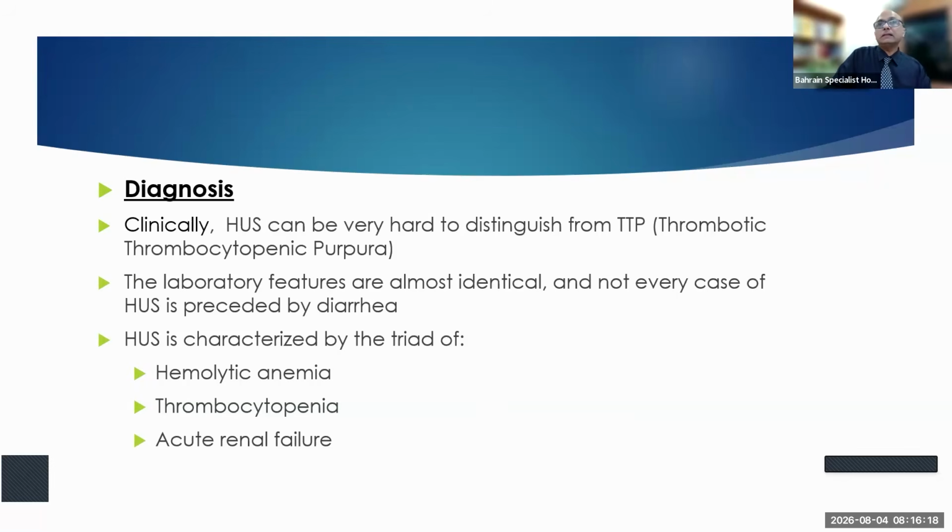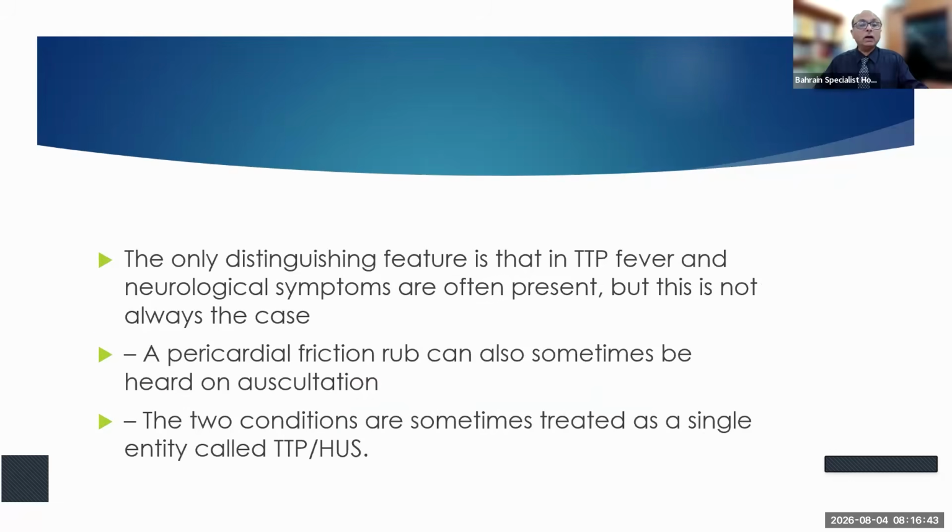Diagnosis. It is hard to distinguish between thrombotic thrombocytopenic purpura and HUS. The laboratory features are identical in both cases. Not every case of HUS presents with diarrhea, so atypical and typical forms can be there. HUS is characterized by hemolytic anemia, thrombocytopenia, and acute renal failure. But in TTP, fever can be the hallmark, and neurological symptoms are often present, though not always in every case.